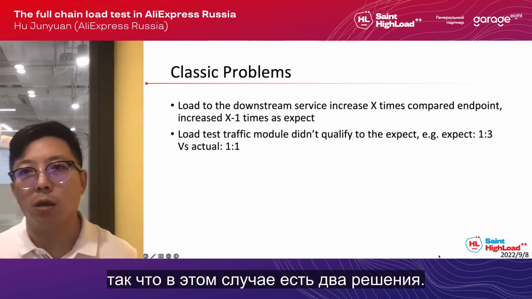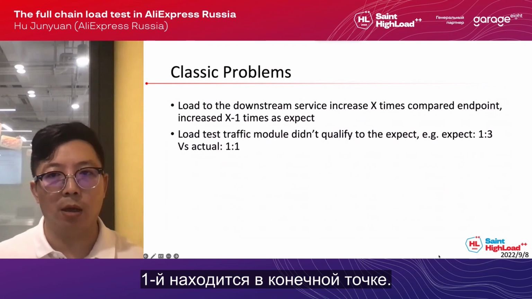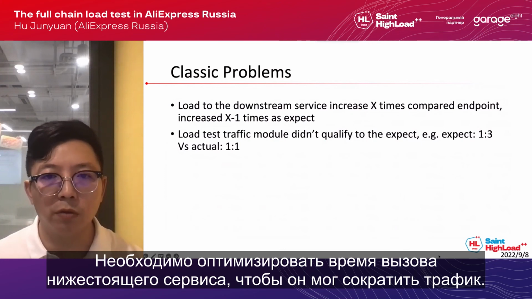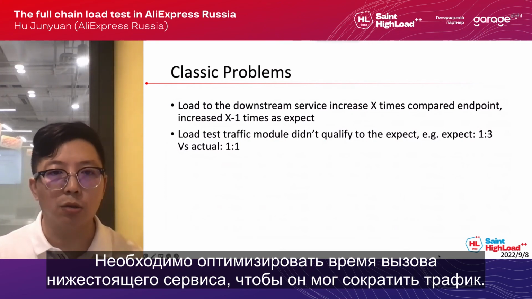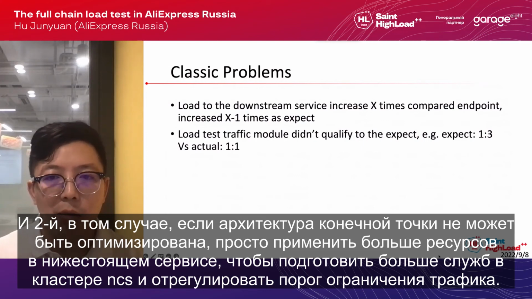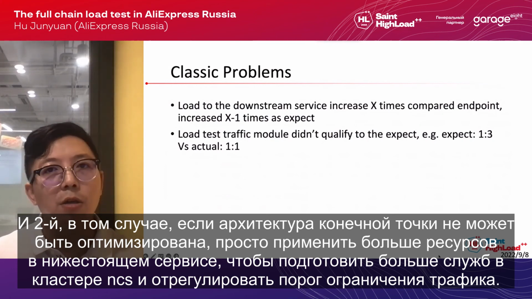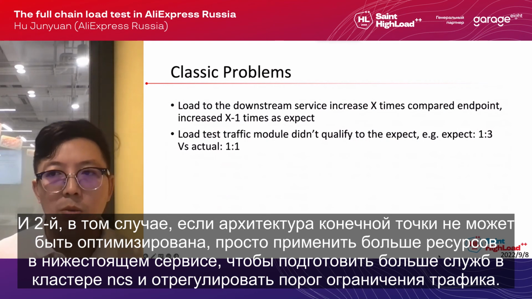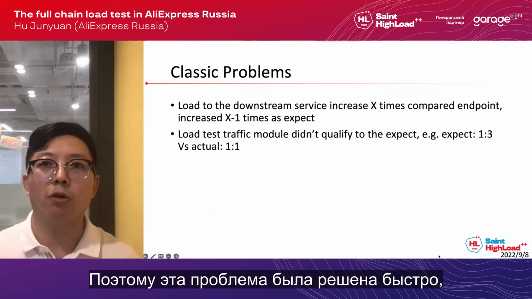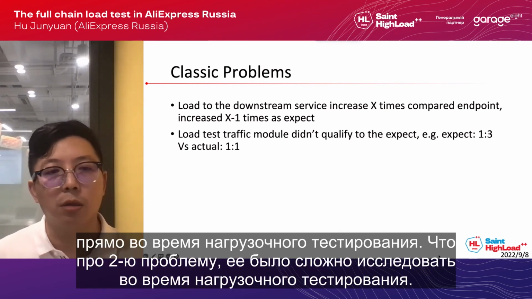So in this case, there are 2 solutions. First, at the endpoint, optimize the calling times to the downstream service, so it can reduce the traffic. And second, if the architecture of the endpoint cannot be optimized, apply more resources in the downstream service, prepare more services in the NCS cluster, and adjust the traffic limit threshold. This problem was solved soon while we were running the load test.